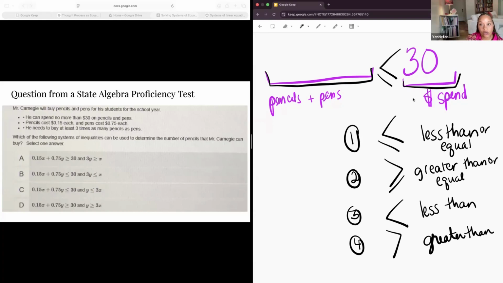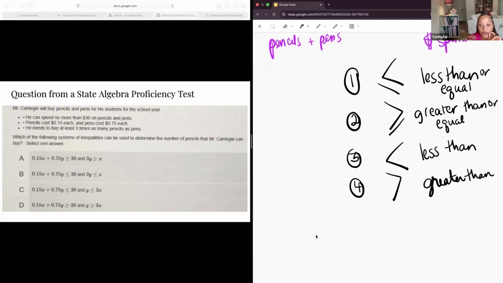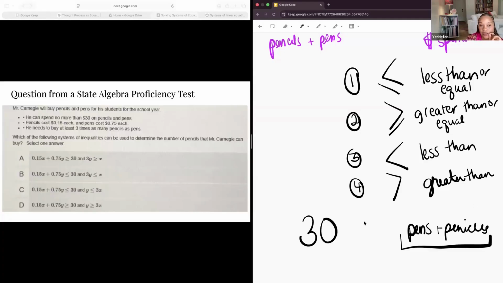If you were setting your inequality up and let's say that you had written $30 on this side, and then you were going to be writing and representing the pens and the pencils on the other side, your symbol would face the other direction because you've got the 30 on this side. You're still saying the same thing, right? You're saying that the cost of the pens and the pencils, looking from this way now, is less than or equal to $30. I think that's the easiest way to understand it.